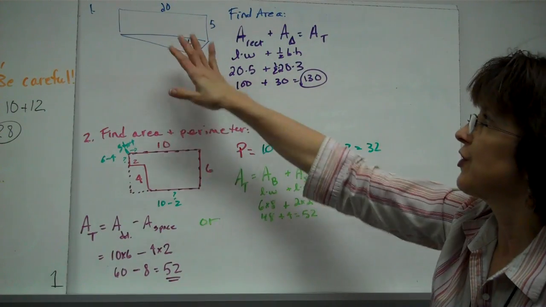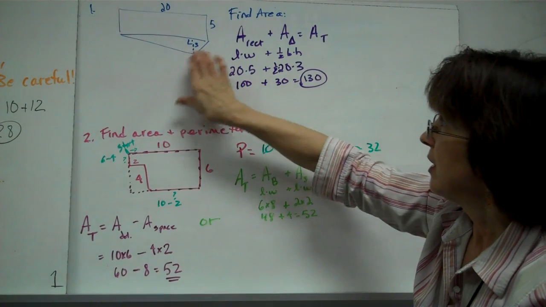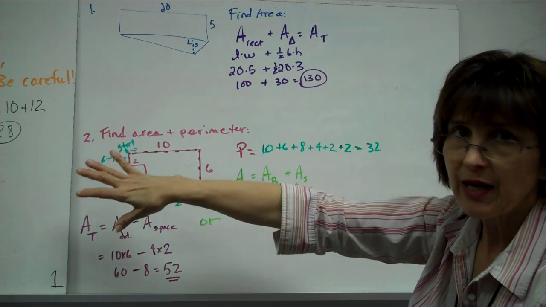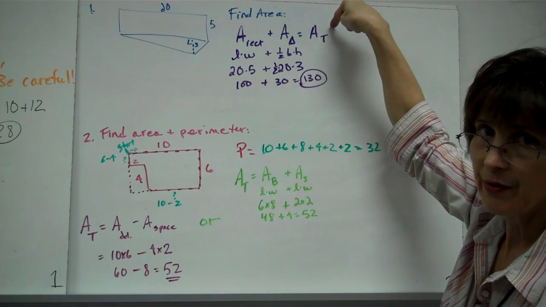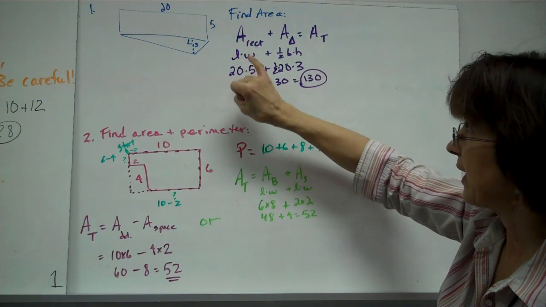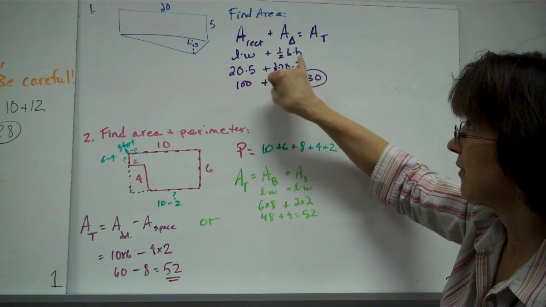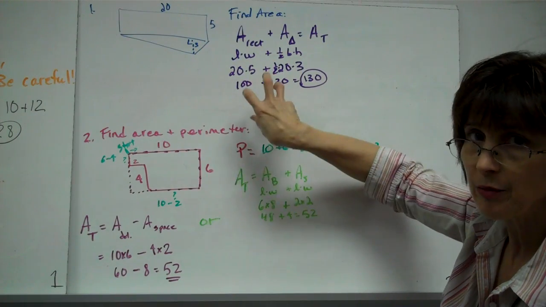So to find the area of this shape, this is a rectangle and a triangle. It's kind of like what we just had, but a little bit different. The area of the rectangle plus the area of the triangle is the total area. I went ahead and did the formulas, length times width, plus 1/2 the base times the height, and then I just plugged in the numbers.